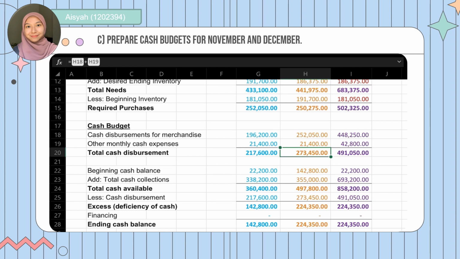273,450. For the beginning cash balance, we forward the amount from the ending cash balance that we have calculated in November, which is 142,800. We add up the total cash collection taken from the schedule of expected cash collection in December of 355,000 to get 497,800 total cash available. Our total cash available minus cash disbursement will result in an excess of 224,350, and that is also our ending cash balance for December.